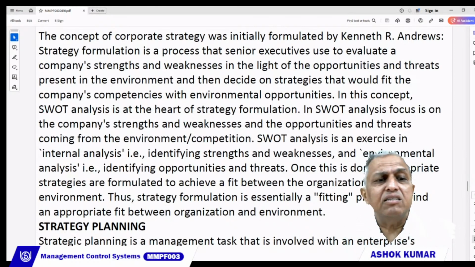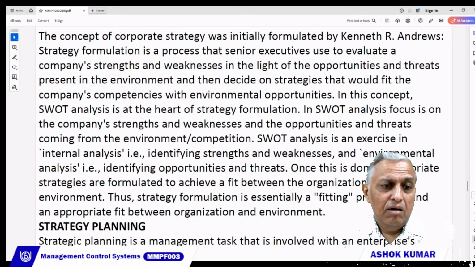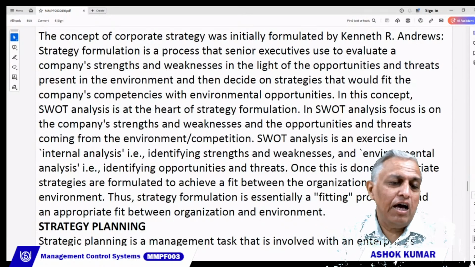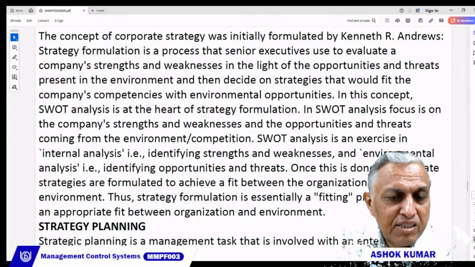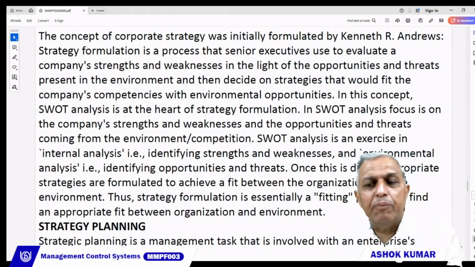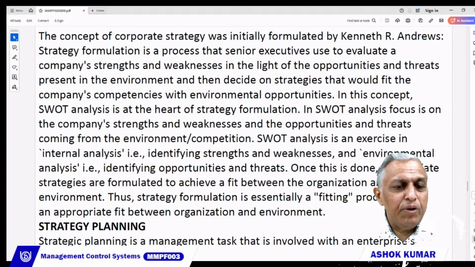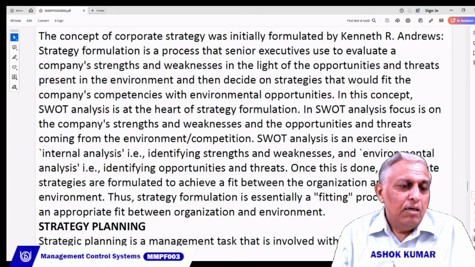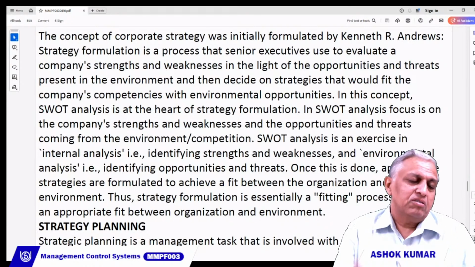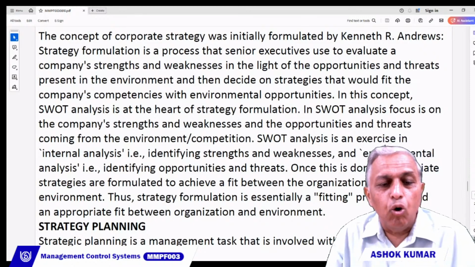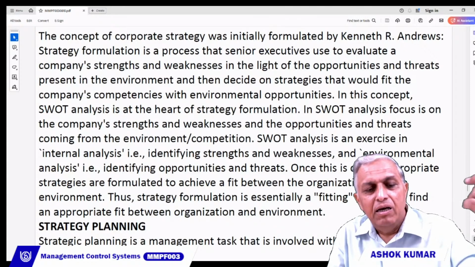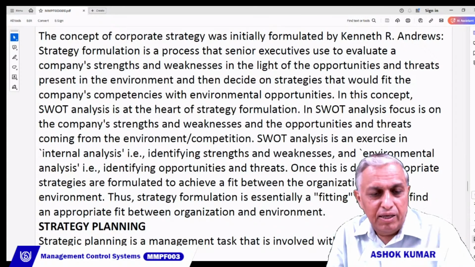It is an exercise of internal analysis to understand their own parameters, to achieve a fit between the organization and the environment. Thus, strategy formulation is essentially a fitting process to find an appropriate fit between the organization and environment. Strategy planning, because for every management goal, you have to plan first. So for strategy also there is a specified plan. You have to plan first specifically.